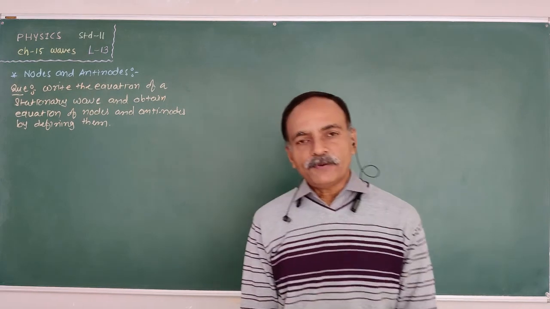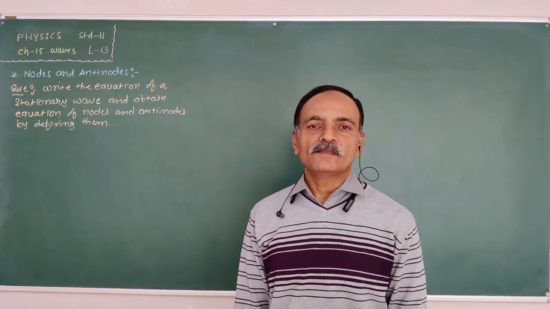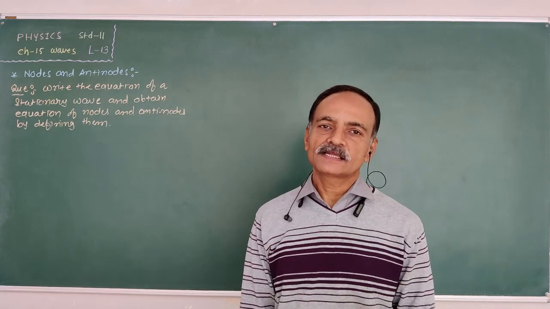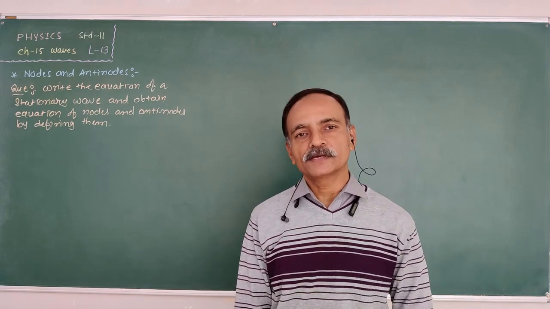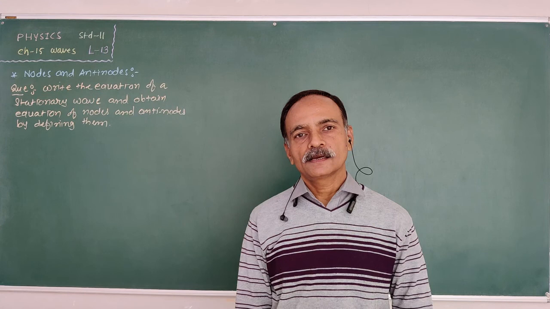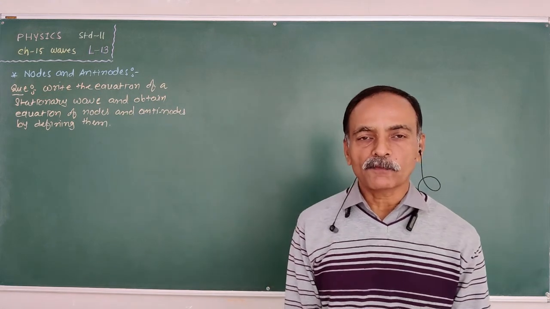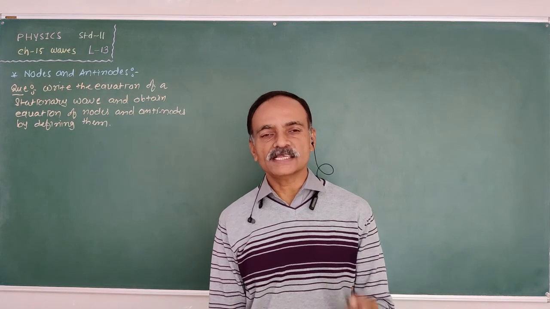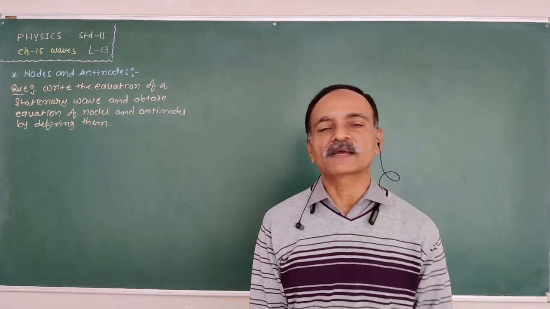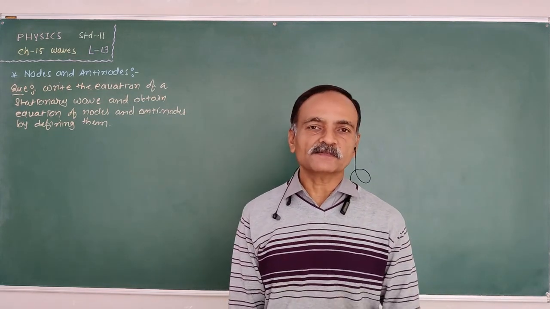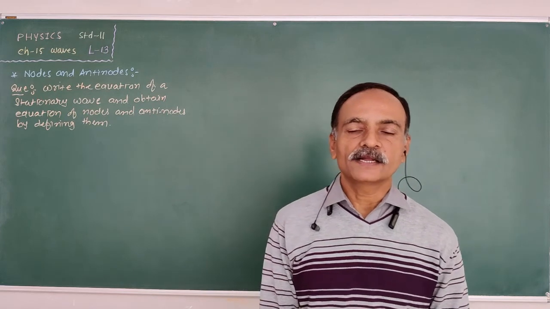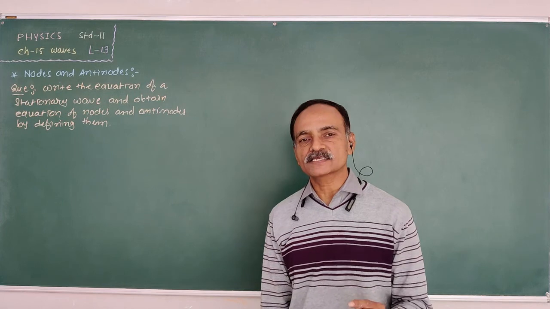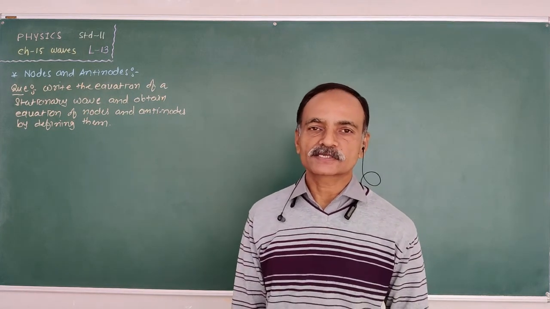But the different points of the string or the medium perform simple harmonic motion with different amplitudes. The amplitude of some points is 0, while the amplitude of oscillation of some points is maximum. On the basis of this, we are going to define the nodes and antinodes, and also derive the equation of the nodes and antinodes.